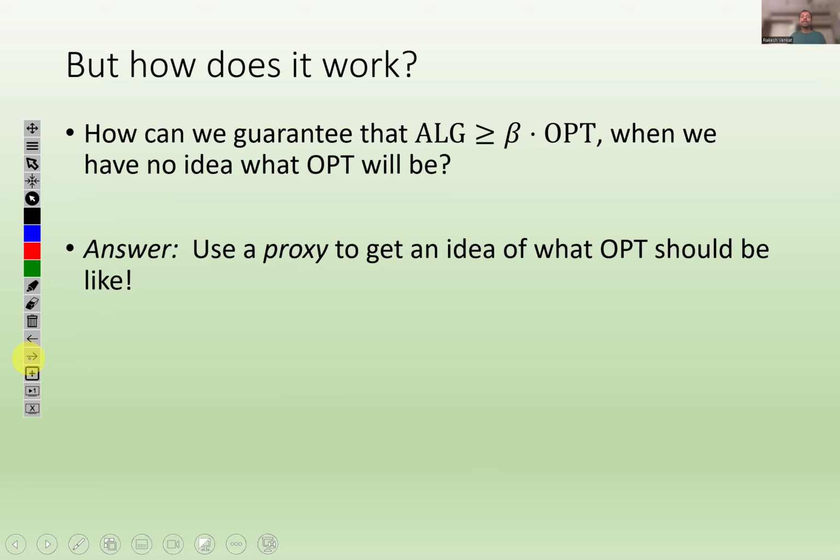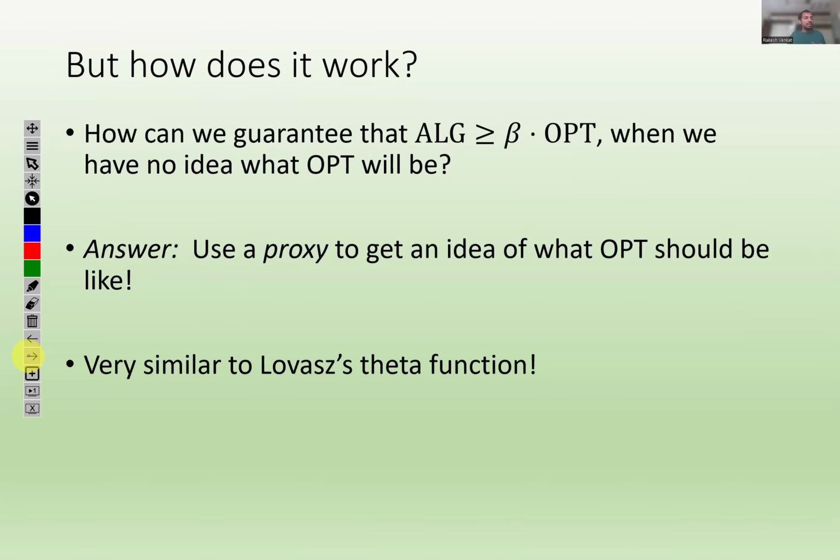Well, the idea is to use a proxy to get an idea of what OPT should be like, and compare your algorithm's answer to the proxy answer. This is very similar to the Lovasz theta function. Lovasz said that analyzing the Shannon capacity directly is difficult, so he devised the theta function, which is much easier to handle and bounds the Shannon capacity, and analyzed that instead.